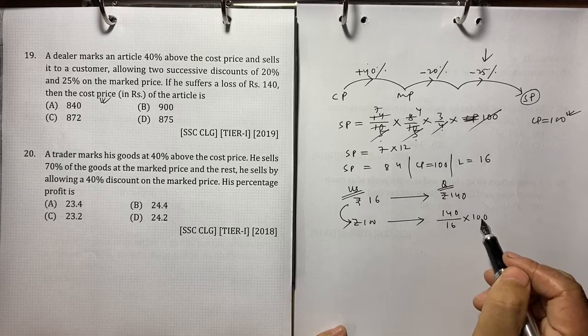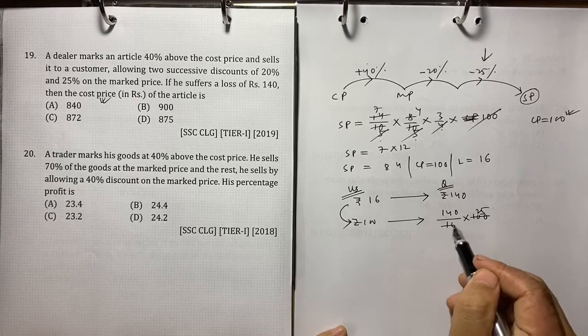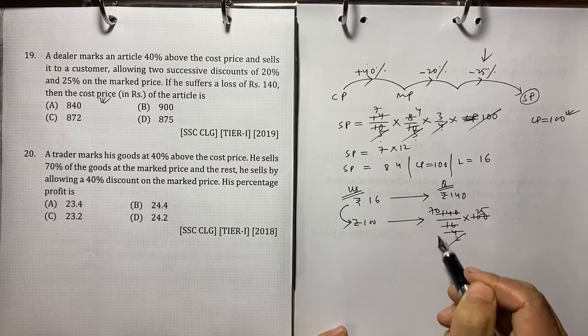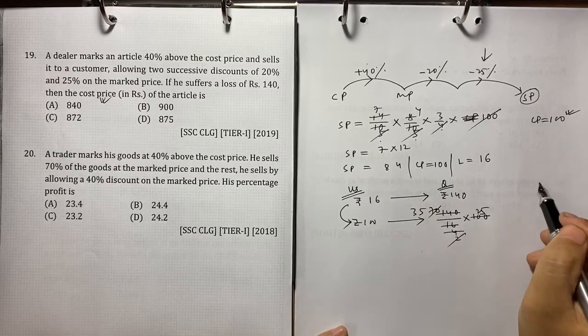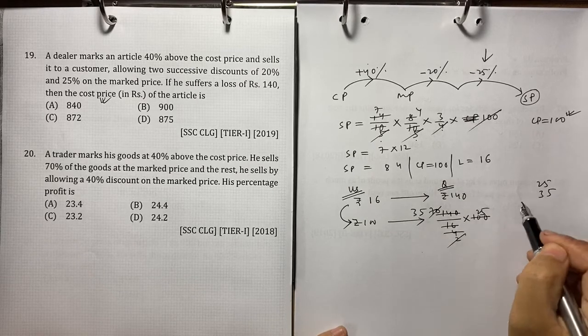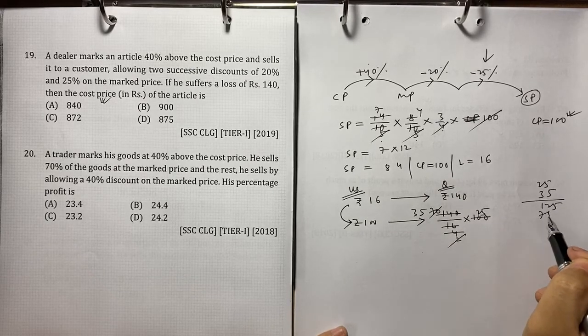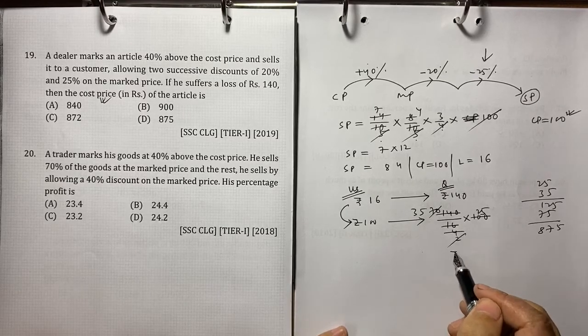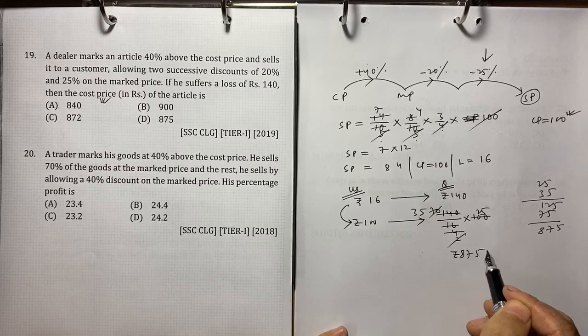So 4 cancels. This will be 25 and this will be 4. So this will be 2 and this will be 70. Cancel, this will be 35. So 25 into 35. This will be 875. So rupees 875, this is the cost price.